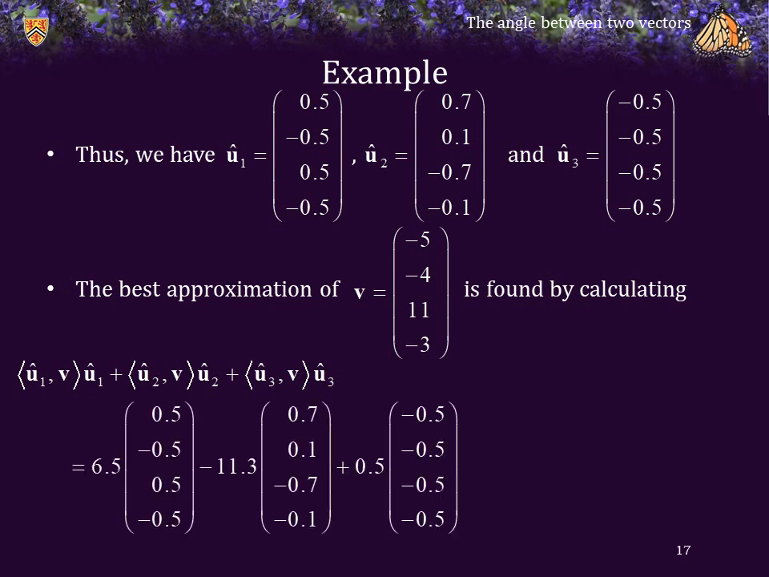Here's that calculation, and the result is this vector. Once again, we see that this is even closer to the vector v than our previous approximation. After all, we have one more vector we are adding to this expression.